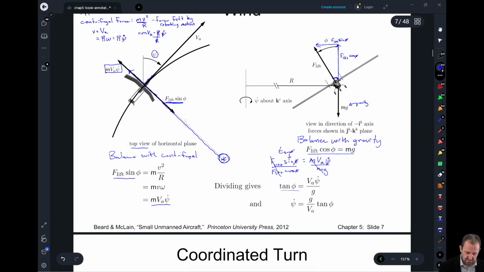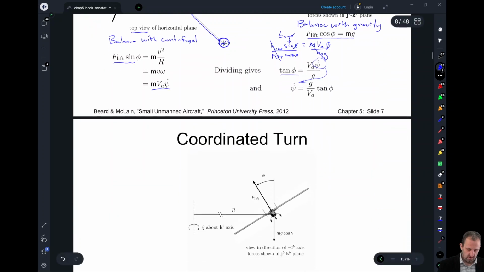So we have tangent phi is equal to VA psi dot all over our gravity constant, and solving for our psi dot gives us this equation down here. So we have psi dot equal to g over VA, our airspeed, times the tangent of phi. So if we have psi dot equal to g over VA tangent of phi, then we'll be moving in that circular motion.